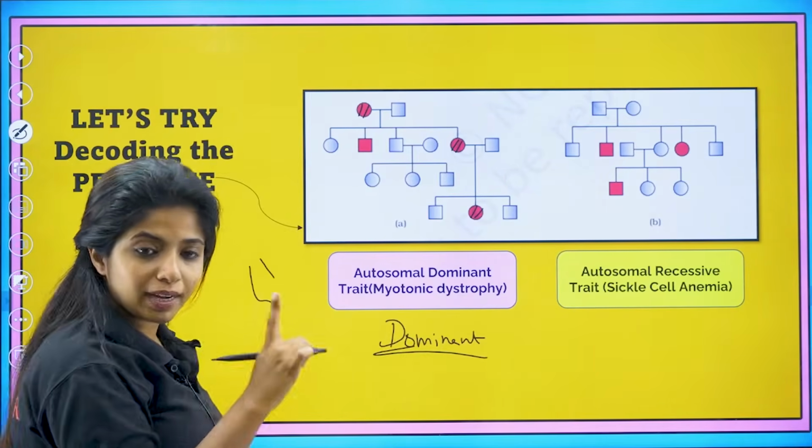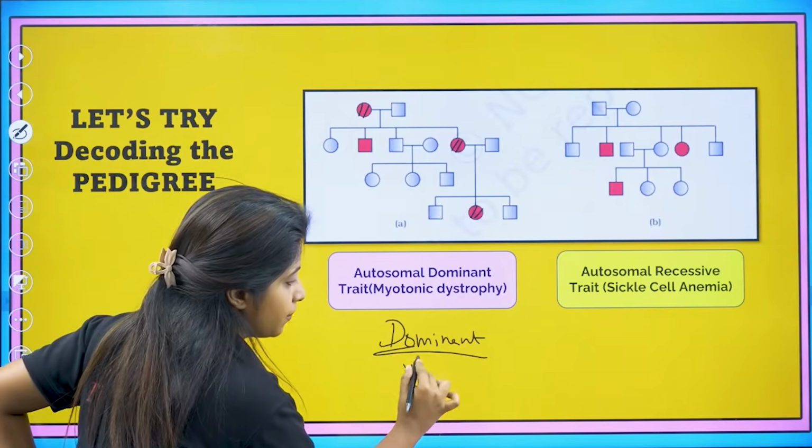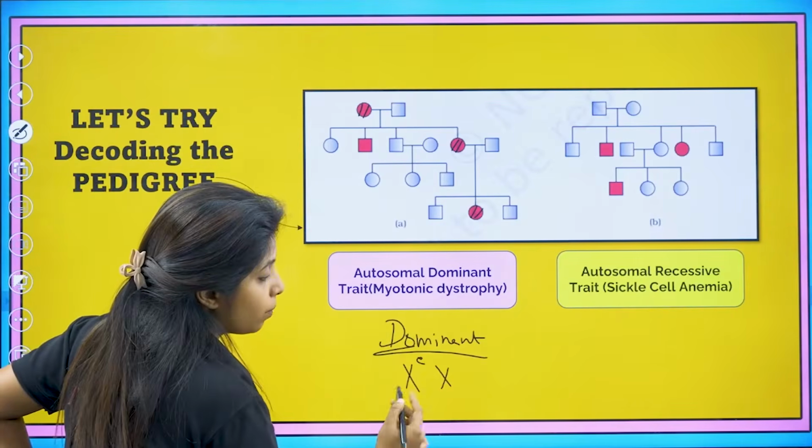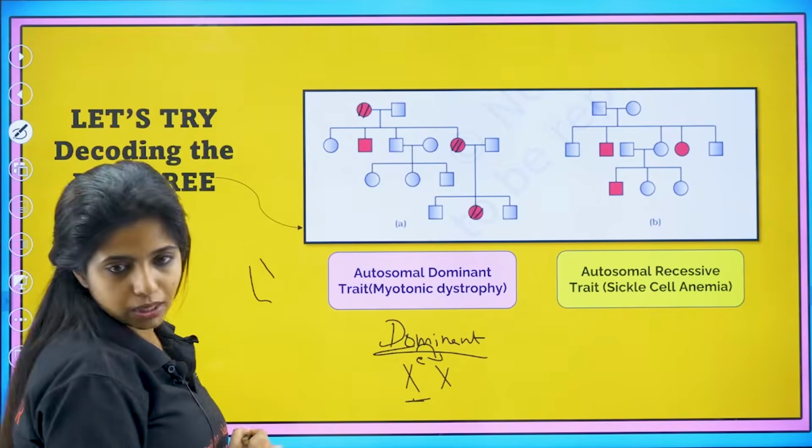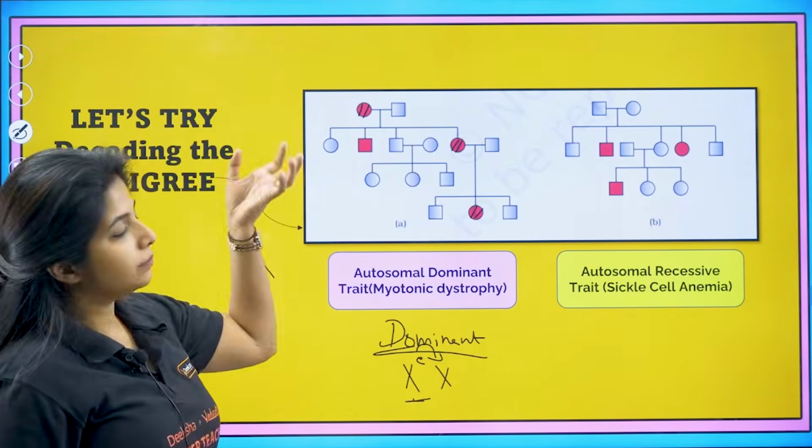You just need one allele. For example, the condition is like this, my dear children, and if it is a dominant disorder, it will still express itself. You get it? So, yeah, that is a dominant disorder.